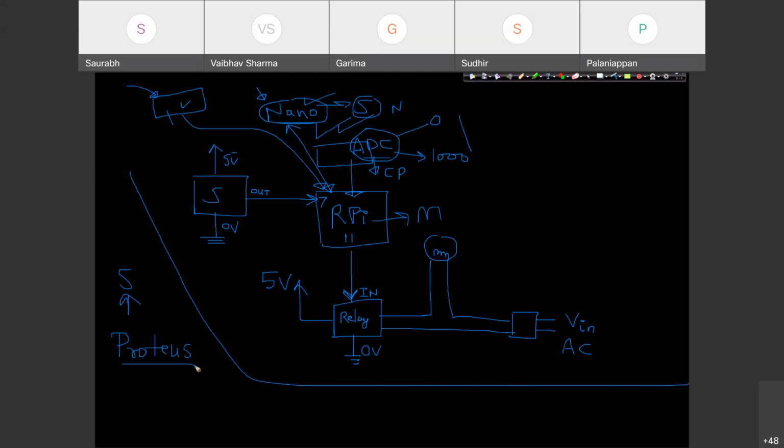Proteus version? Okay, 8 point something. The latest version is, I guess, 8.1, 8.2. Whichever version of Proteus you get, you can find Raspberry Pi in it, and that Raspberry Pi supports Python also.